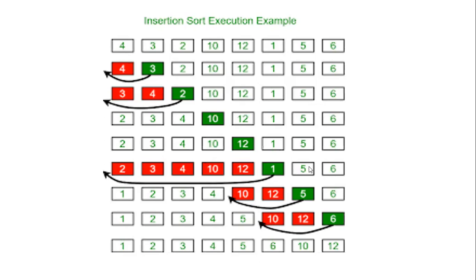Then we need to compare all the elements with 5. So we'll compare it with 12, we'll compare it with 10, and we'll keep on moving the elements which are greater than this element forward, until we find the right position of 5, that is after 4. So we'll place 5 after 4, and in this way we can accomplish our sorting. So this technique is called insertion sort.